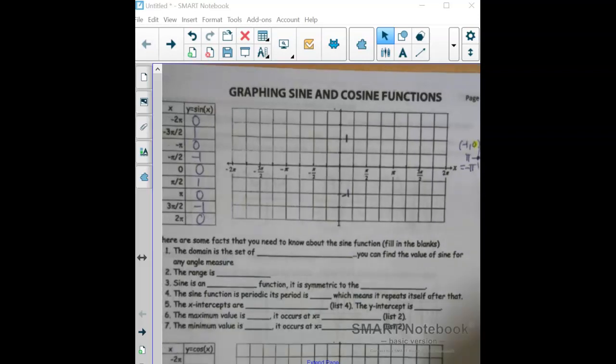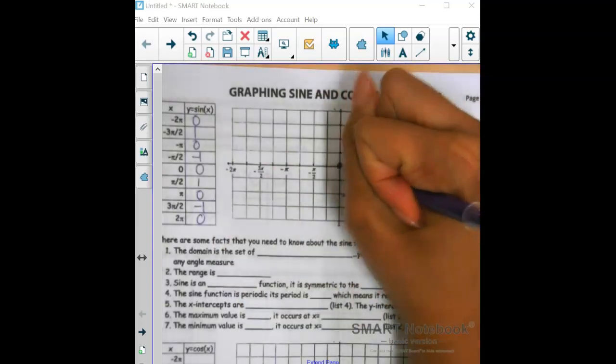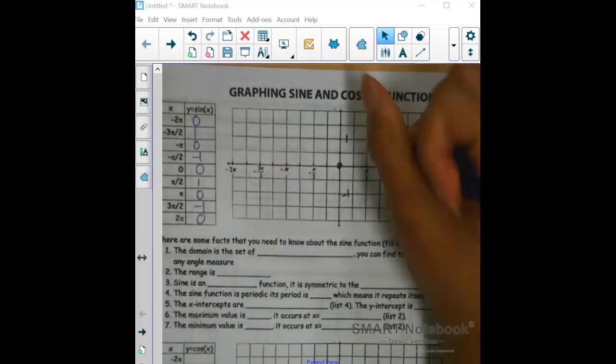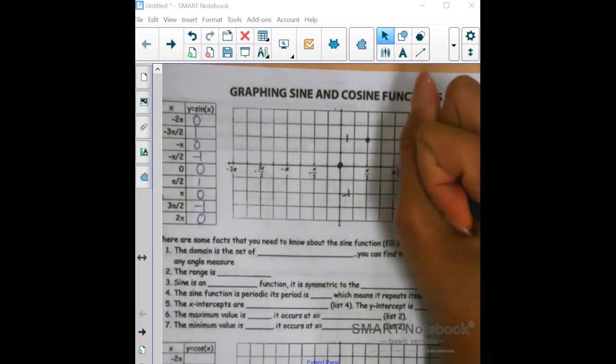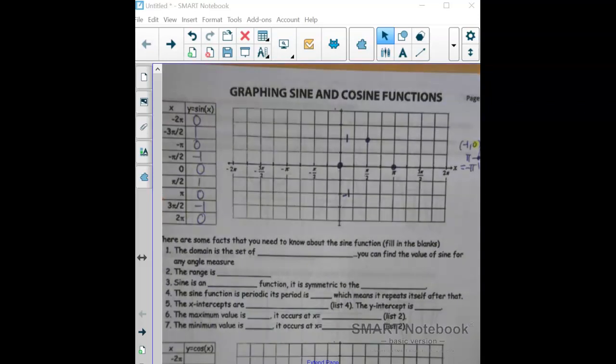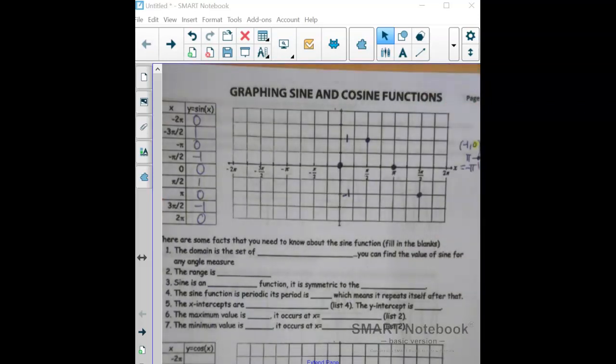So I'm going to zoom in just a bit, and I'm going to plot all of my points. I'm going to start from the positive interval on the x-axis. So we're going to start at the origin, 0, 0. We're going to go to pi over 2, 1. Pi and 0. 3 pi over 2, -1. And we're going to go to 2 pi, 0.